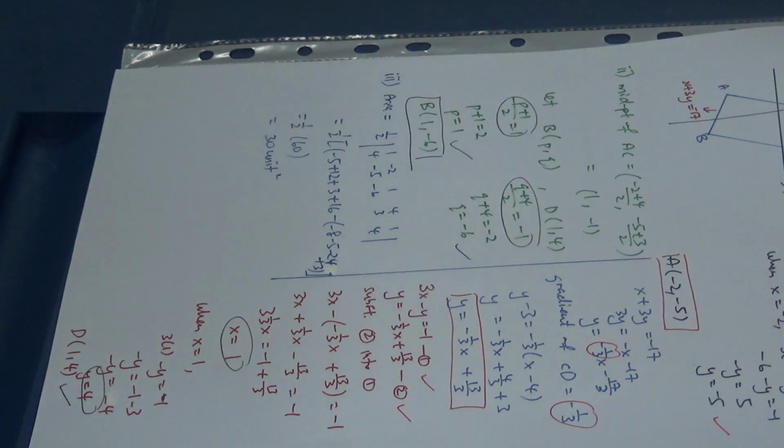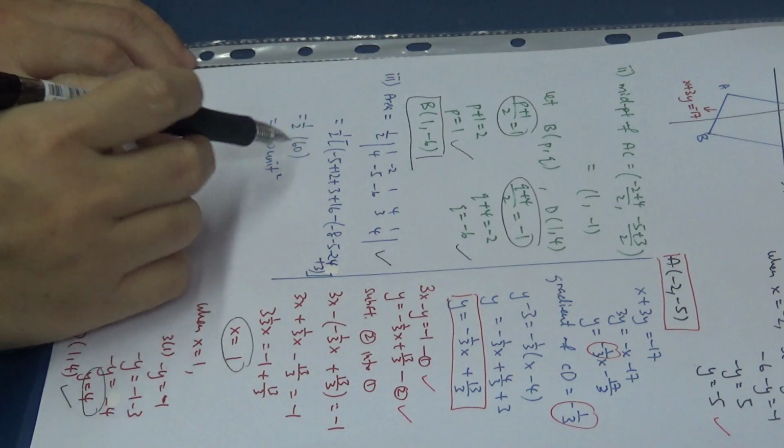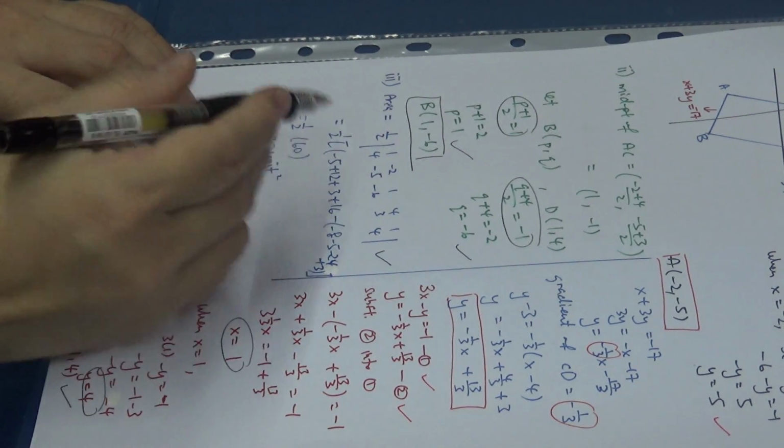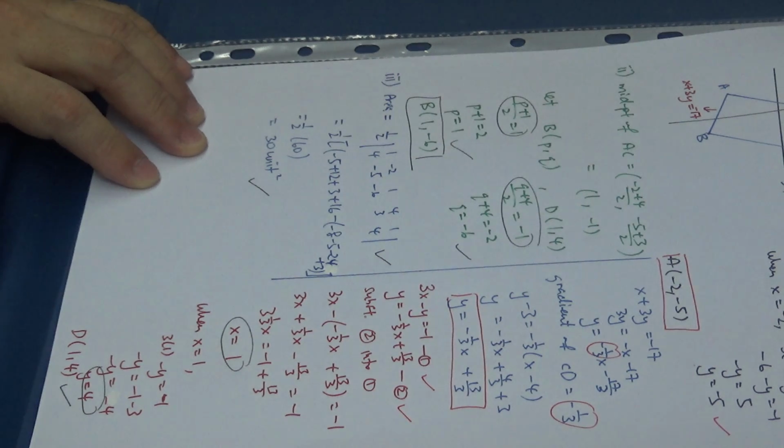For the last part, part 3, I'm just applying the area formula. Okay, you apply it in an anti-clockwise manner. Don't forget the first and the last must be the same, and you will get 30 unit squared for question 11 part 3.